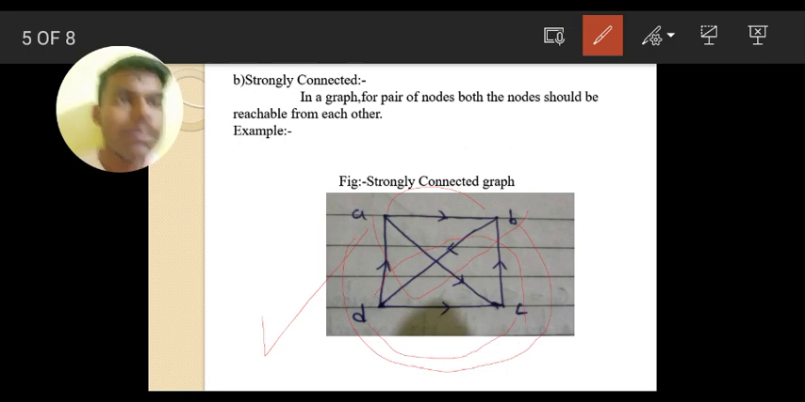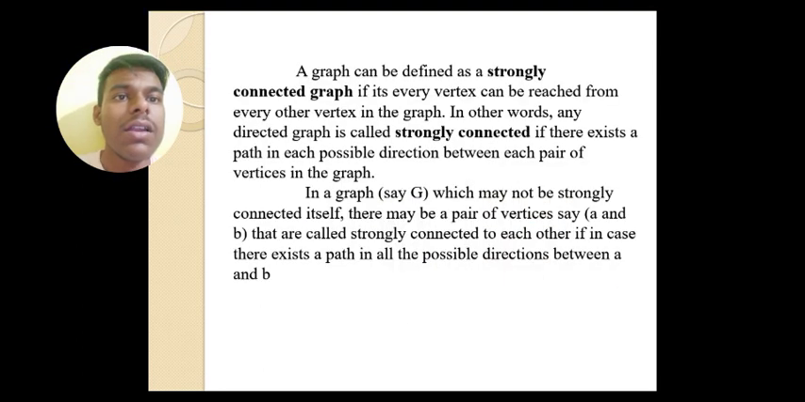So, a graph can be defined as strongly connected if every vertex can be reached from every other vertex in the graph. In other words, a directed graph is called strongly connected if there exists a path in each possible direction between each pair of vertices. In this graph, there should be ways to reach from one node to another. As we discussed previously, A is reachable from B and B is reachable from A. So this type of graph is strongly connected because the nodes are reachable from each other.